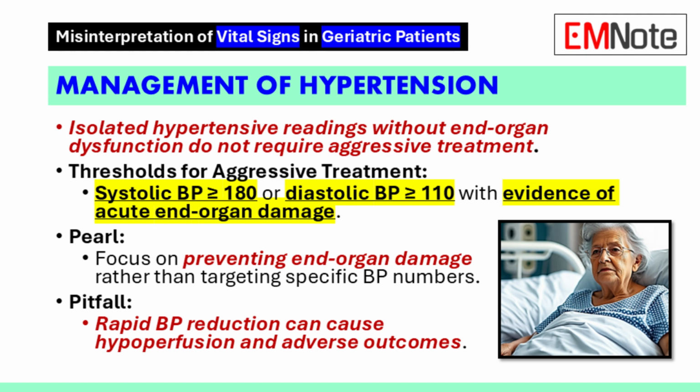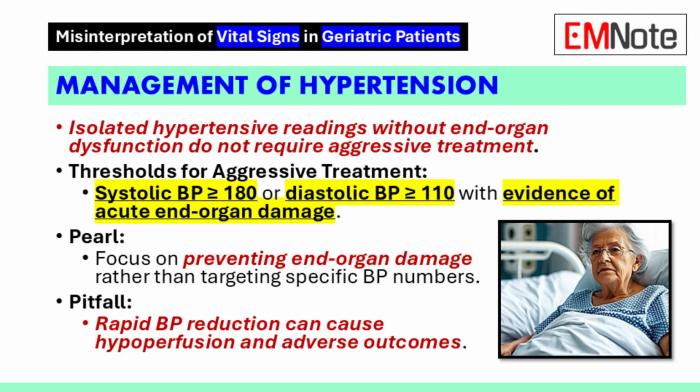Aggressive short-term treatment of systolic blood pressures of at least 180 millimeters of mercury and diastolic blood pressures of at least 110 millimeters of mercury does not improve outcomes in the absence of end organ dysfunction. Patients with sustained elevated blood pressures should be referred to primary care for longitudinal treatment and management.